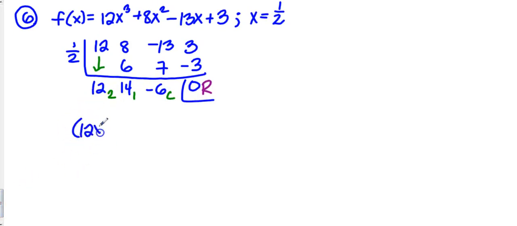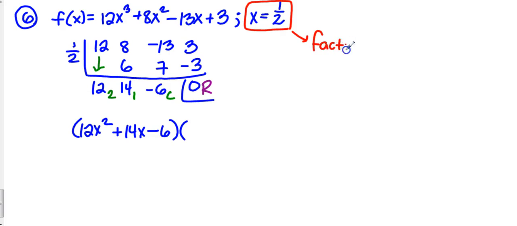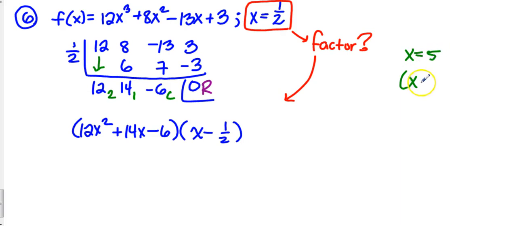This results in 12x squared plus 14x minus 6. And then how do I write this? How do I take this and write a factor? Well, for right now, we'll just write it as x minus 1/2. So just like if this had been x equals 5, you would write x minus 5. Same idea.